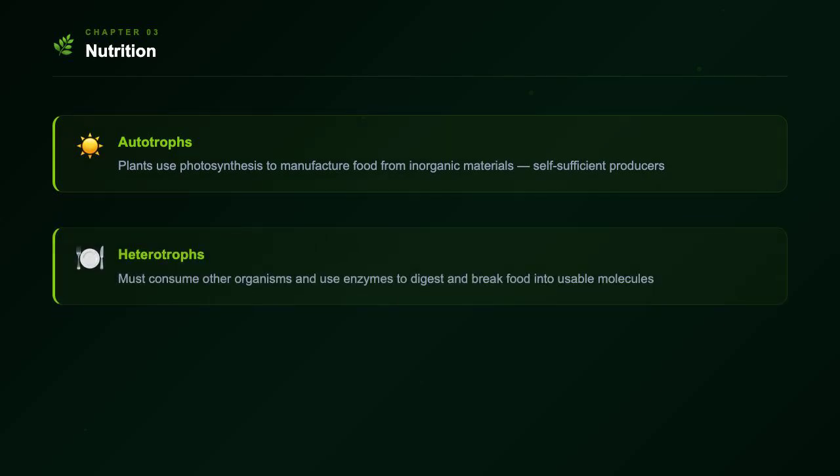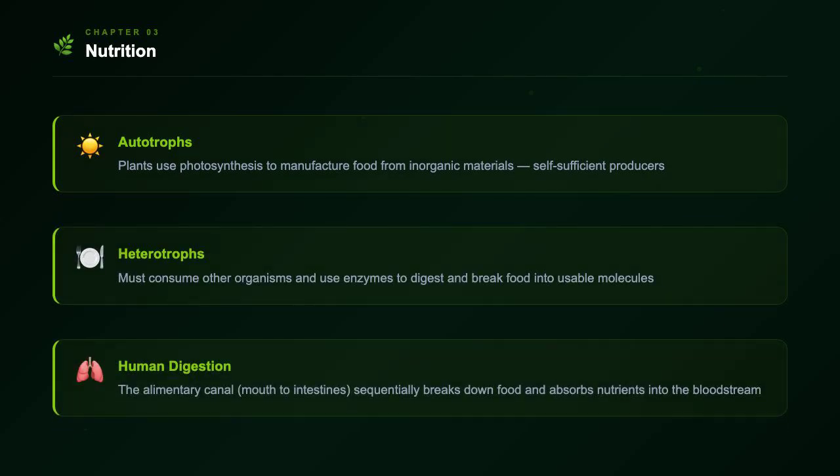Nutrition involves obtaining and utilizing food, which organisms achieve through either autotrophic or heterotrophic methods. Autotrophs like plants use photosynthesis to manufacture their own food from inorganic materials, while heterotrophs must consume other organisms and use enzymes to digest them. In humans, this process relies on a specialized alimentary canal, where organs from the mouth to the intestines sequentially break down food and absorb nutrients into the bloodstream.